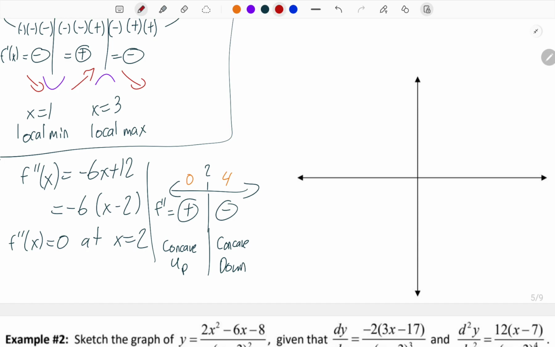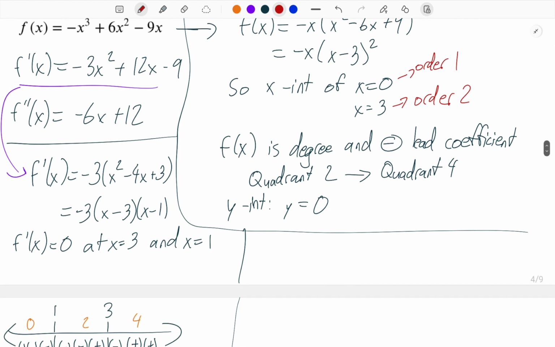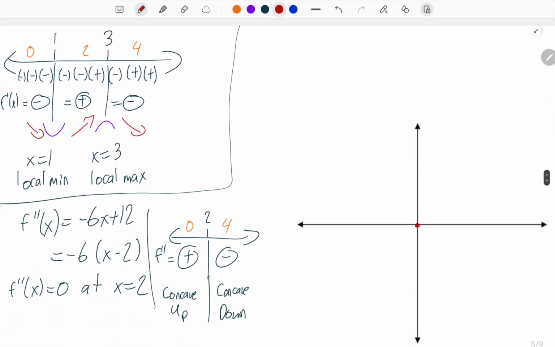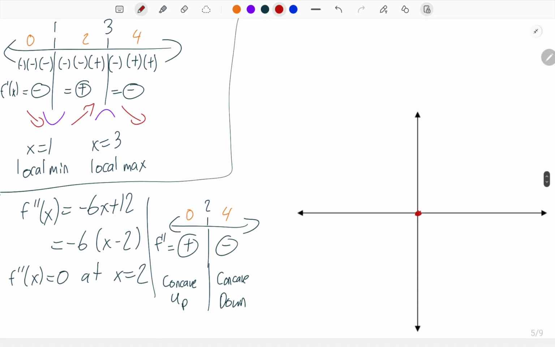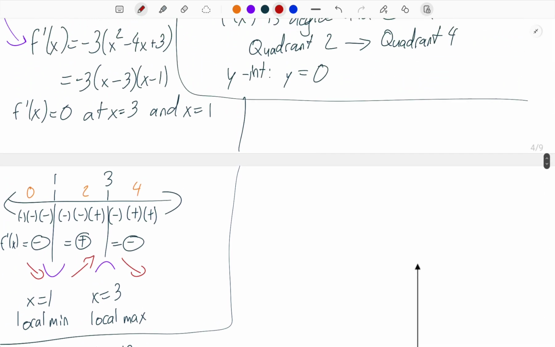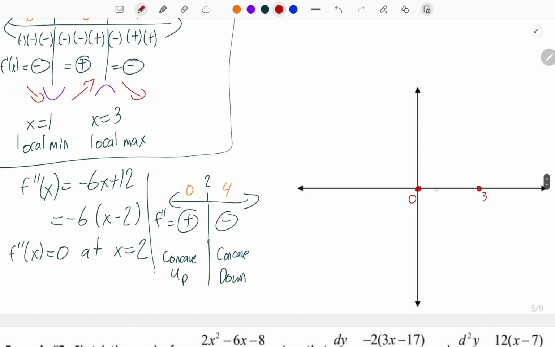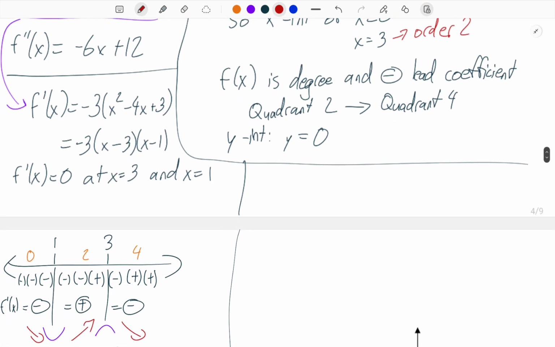All right, so let's go ahead and graph this out. So what I'm going to do is start by going back to the original function. Let's plot the intercepts. So we have 0, 0, that's both an x and a y intercept. And we have x equal to 3, or order 2, I should say, intercept. All right. We also have a local minimum at x equal to 1, local maximum at x equal to 3. So when we begin drawing this, we'll keep that in mind. And we've got our concavity change at x equal to 2. So I'm just going to label 1 and 2 on here, just so that we know we have to think of something special there. The last part is the quadrants that we're going in. So we're going from quadrant 2 to 4.